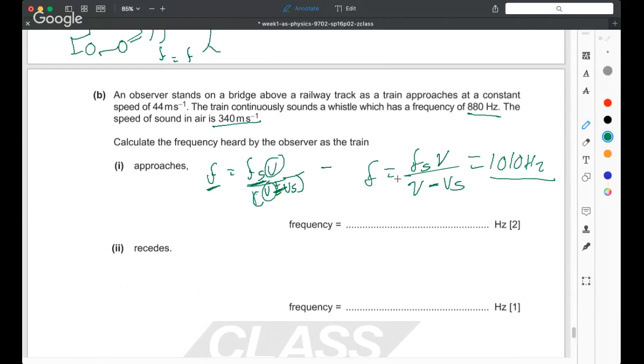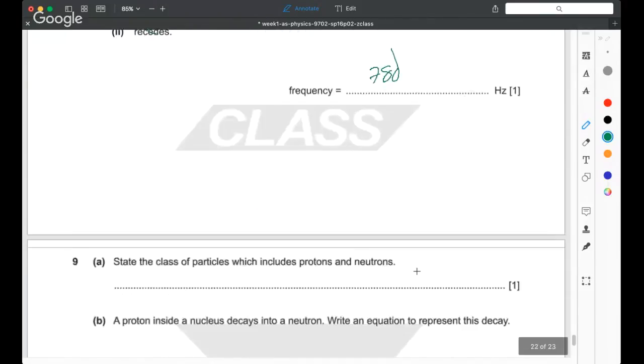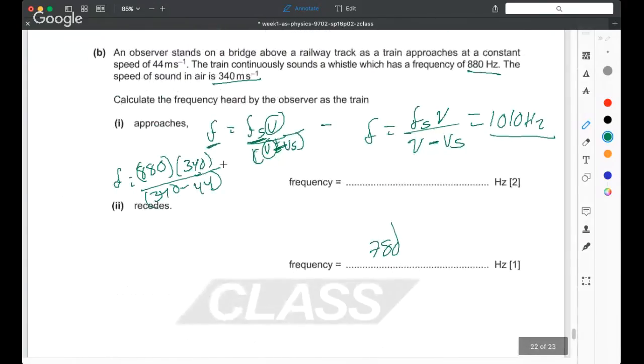So the original frequency is 880. When you calculate, the total frequency is 880 times 340 over 340 minus 44, right? When moving away it won't be the same, it's plus 44. Plus 44. Okay. Because this number becomes larger and then the frequency becomes smaller. Yeah. It's just a relation between the frequencies. Yeah, that makes sense.